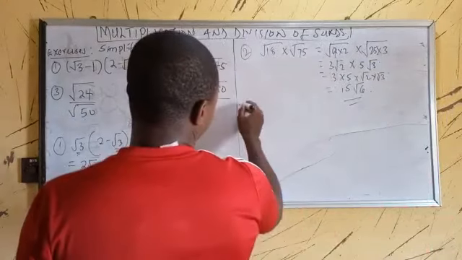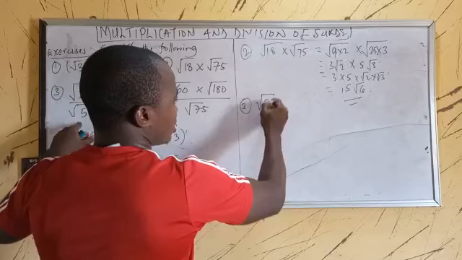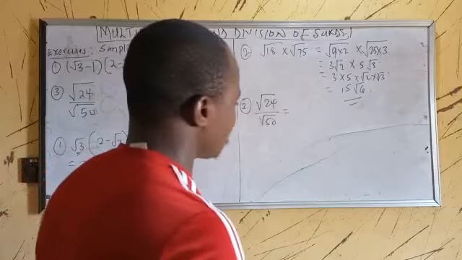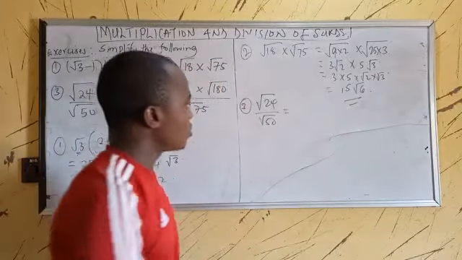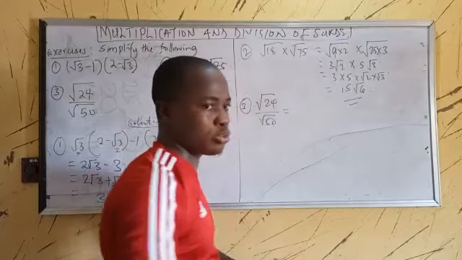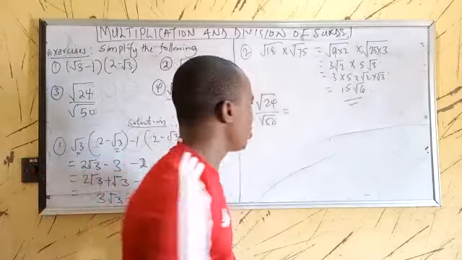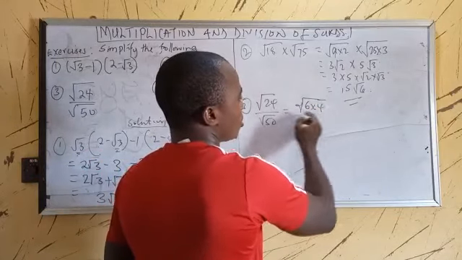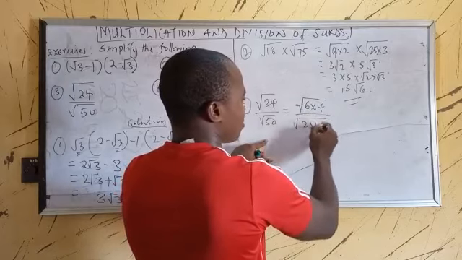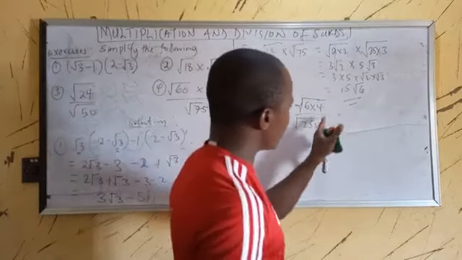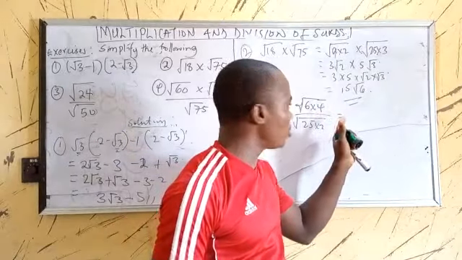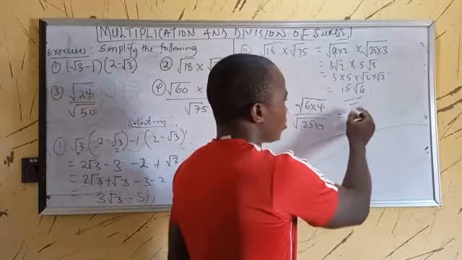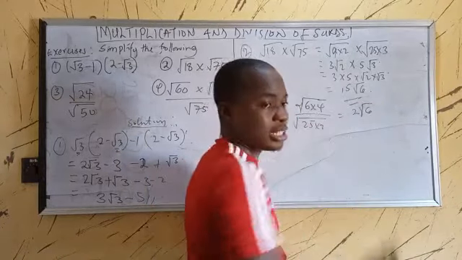Now the third one, if you have root of 24 over root of 50, this also can be reduced to the basic form. To reduce it, you need to split it into perfect and imperfect numbers. Root 24 can be written as 6 times 4, over 25 times 2. 4 is a perfect square, so you take the square root of 4, which is 2, and leave the 6 inside.